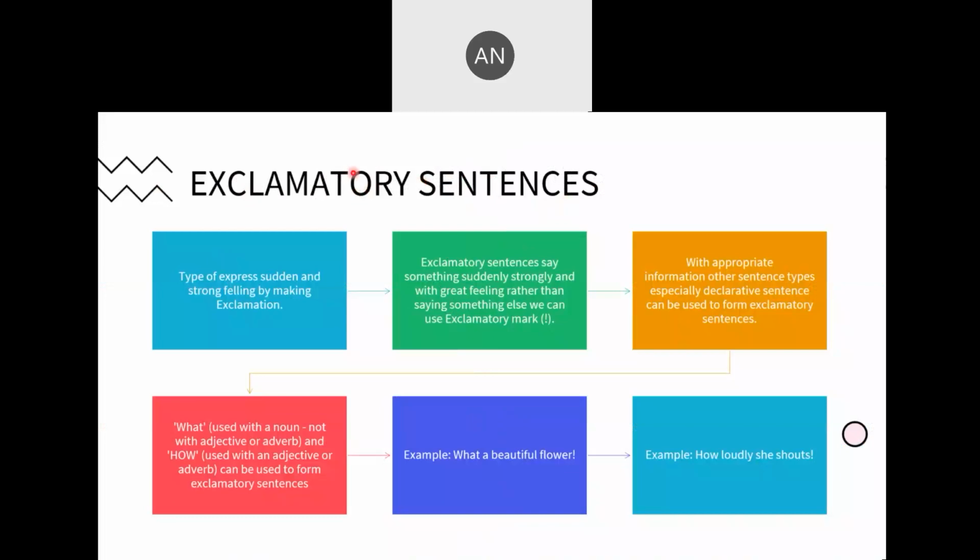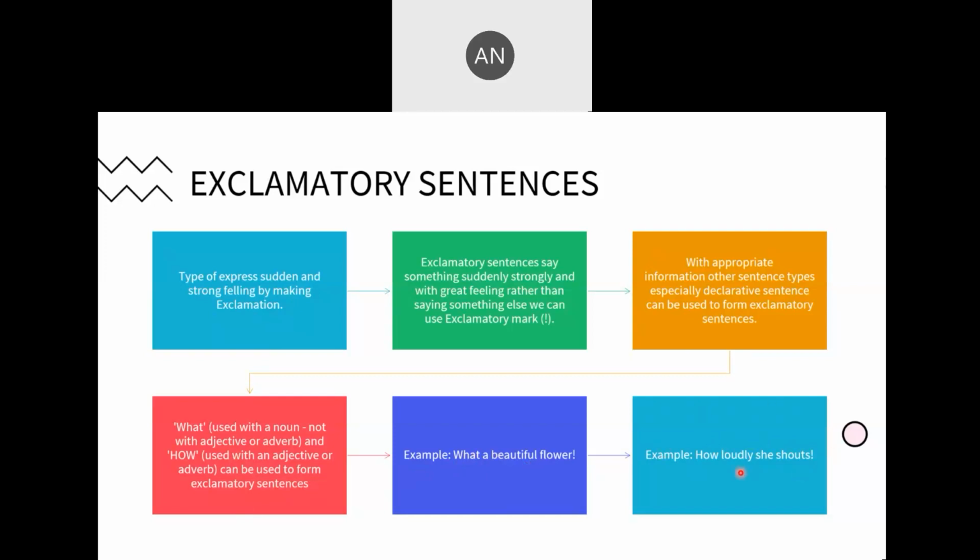Exclamatory sentences. A type of sentence that expresses sudden, strong feeling, making an exclamation. An exclamatory sentence says something suddenly, strongly, with great feeling. Rather than saying something else, we can use the exclamation mark. With appropriate information, other sentence types, especially declarative sentences, can be used to form exclamatory sentences. What used with a noun, with an adjective or verb, how used with an adjective or adverb can be used to form an exclamatory sentence. Example: what a beautiful flower! And we put an exclamation. And: how loudly she shouts!